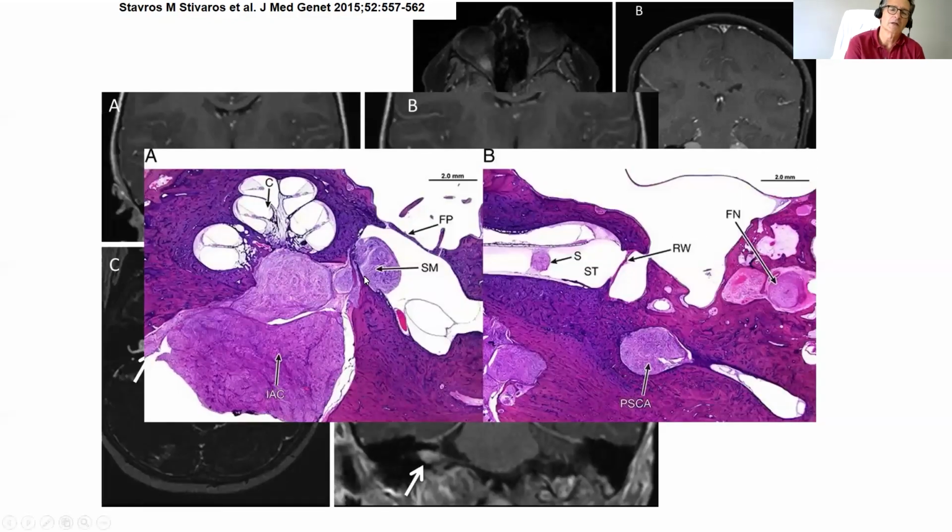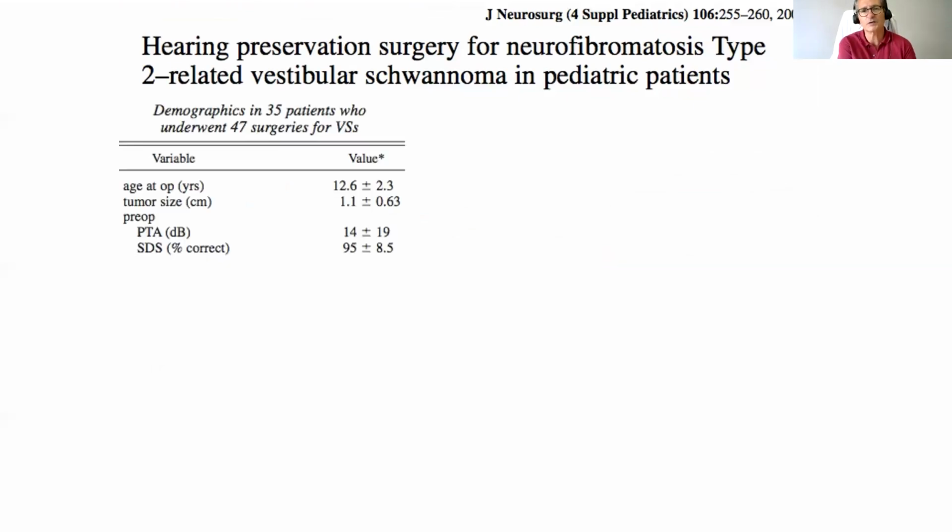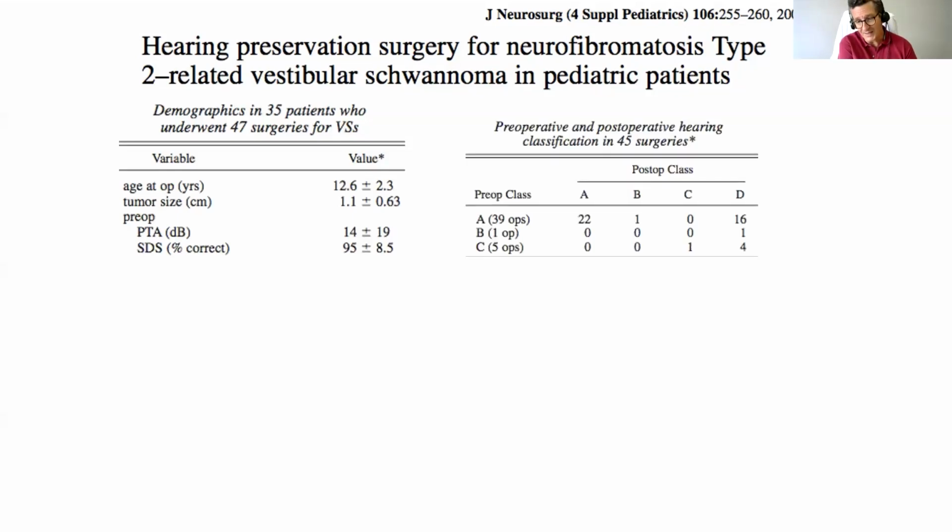And this is a section of cochlear petrous bone in an NF2 patient, and you see a lot of schwannoma in the facial nerve and in the cochlear nerve. So it is more difficult to remove schwannoma in NF2 patients. It's why hearing preservation surgery for very small tumor, I think it's not so easy, and it can be discussed.